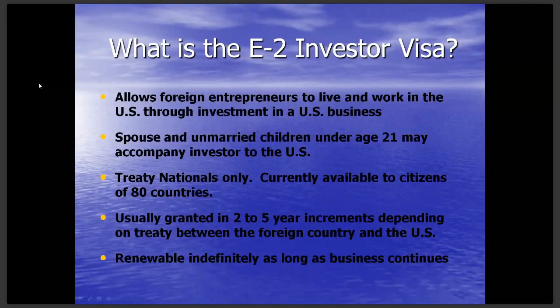Now, the E-2 visa is renewable forever in 2 to 5 year increments. As long as you keep running your business in the U.S., you can just keep renewing it. You can renew it until you're 80 years old if you want. There is no limit to the amount of renewals you can apply for with the E-2 investor visa.